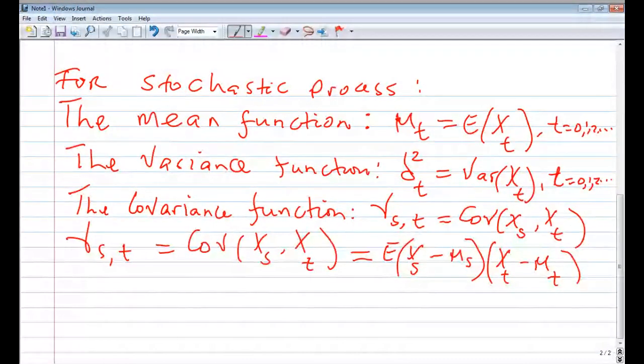Now, what about the correlation function? How do you define the correlation functions under stochastic processes? Sir, what is S? What is script S? I can't get your question. Again, T is for time. And then what is S for?